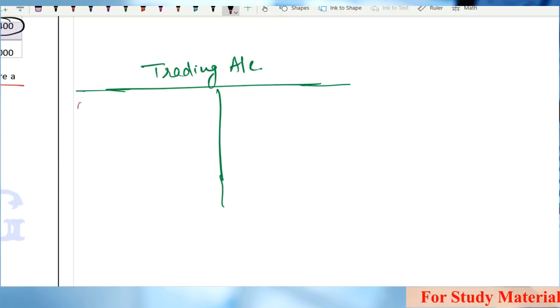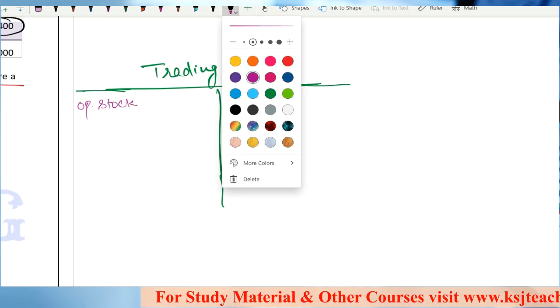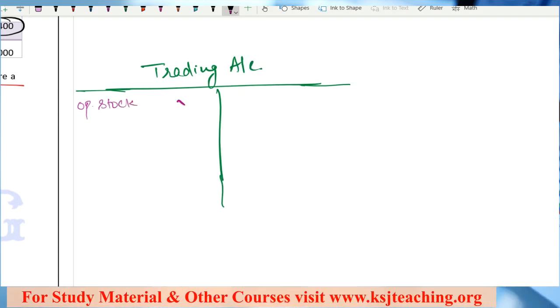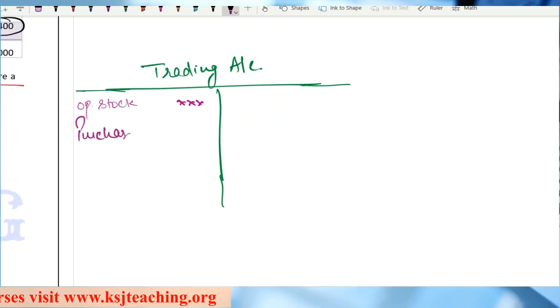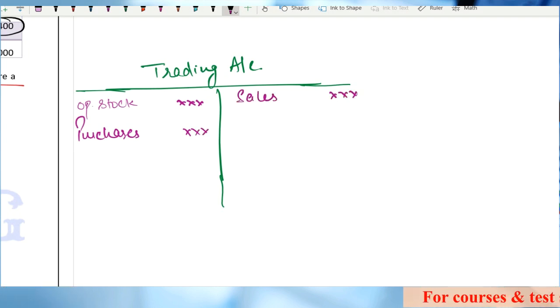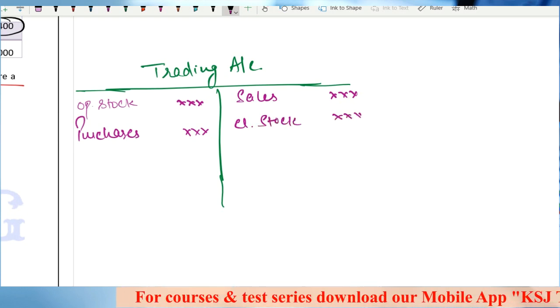What do you say? You say opening stock, right? Opening stock you take, plus you take purchases, right? And here you take sales, and here you take closing stock. This is your trading account.